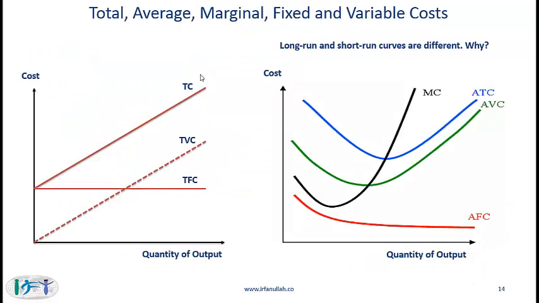On this slide, we will look at total, average, marginal, fixed and variable costs. On the left, we have total fixed cost, total variable cost and total cost. Total fixed cost by definition is flat. If we have quantity of output on the x-axis and cost on the y-axis, total fixed cost is the same no matter what the quantity of output.